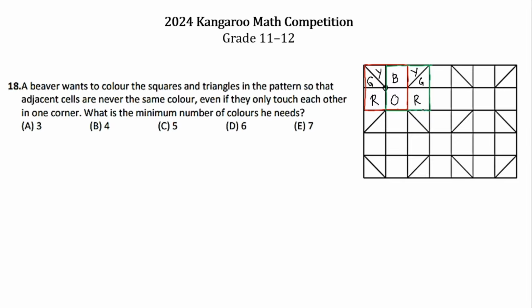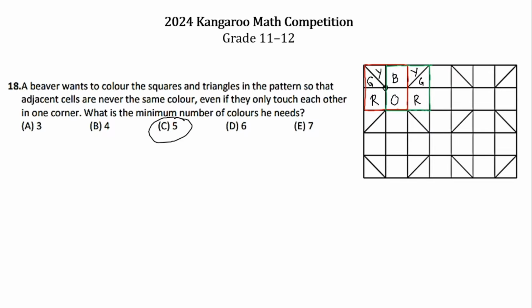Alright, now you can just repeat applying this process until you color all the regions in the bigger figure, and no adjacent parts will have the same color, right? So the minimum number of colors that is needed is just 5. That's letter C.